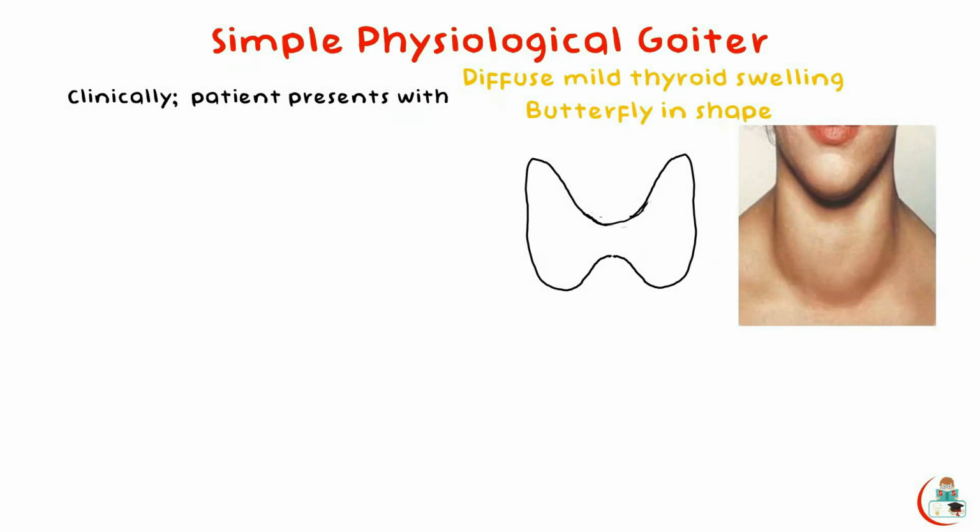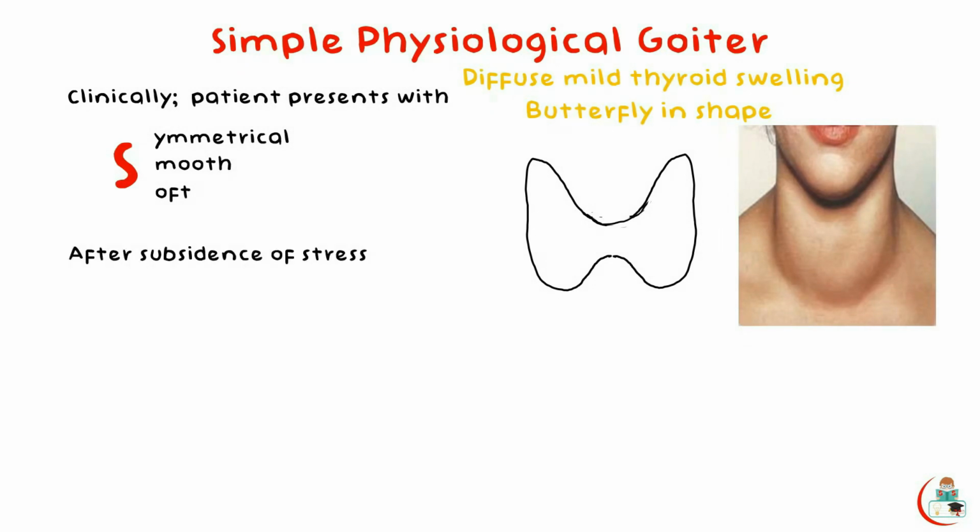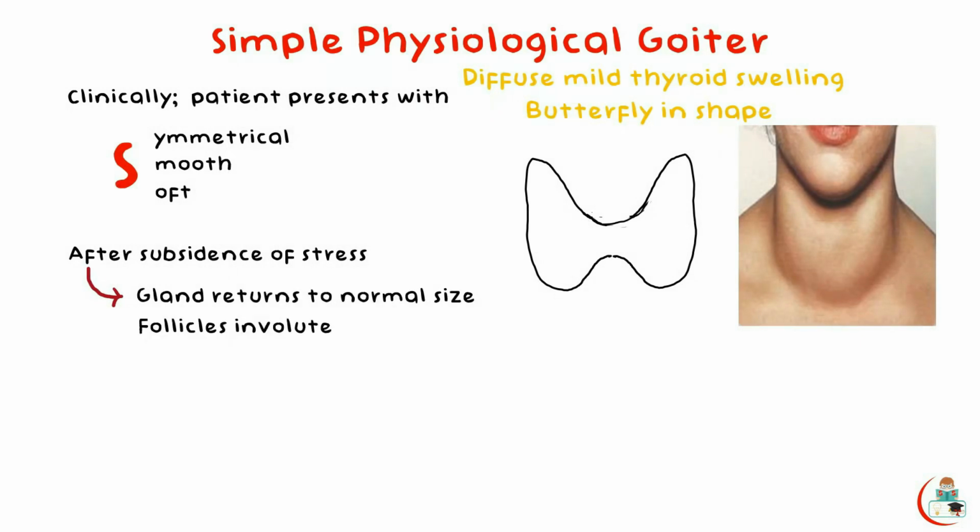This diffuse enlargement of the thyroid is symmetrical, smooth, and soft in consistency. After subsidence of the stress, the gland returns to its normal size, and the follicles involute to the normal shape. This involution means the process is reversible.